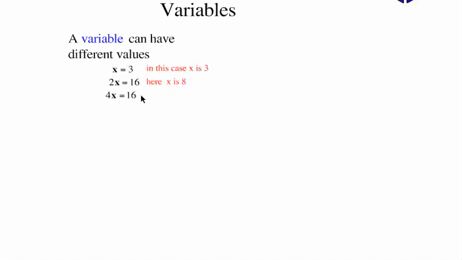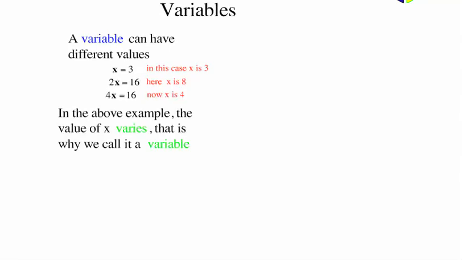And 4x equals 16. Here, x would have to be 4 times what is 16? 4 times 4 is 16. So here, x is 4. Okay, in the above example, the value of x varies. That is why we call it a variable. A variable takes the place of a number.